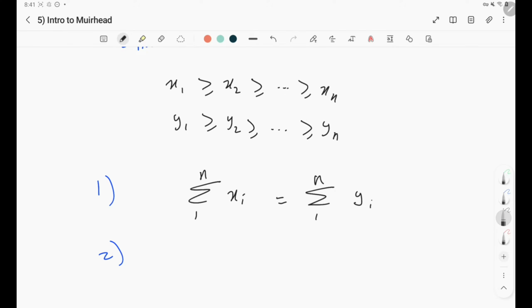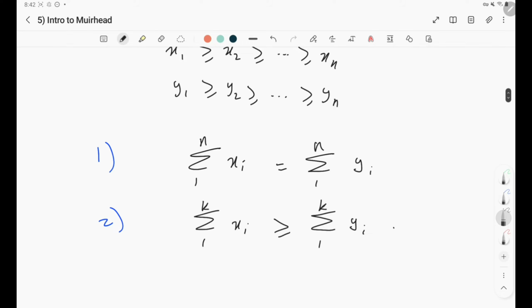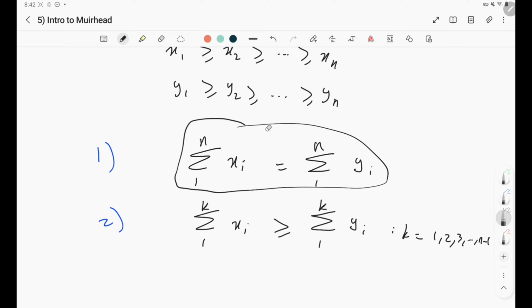Condition number 2 is also sigma xi, but from 1 till k, this is greater than or equal to the sum of yi beginning from 1 till k. Here, for values of k, 1, 2, 3, up to n minus 1. You might be wondering why it's n minus 1 and not n. Well, for n actually we already have the equality. So you can say also n, but it's just like here. So no need to say it.